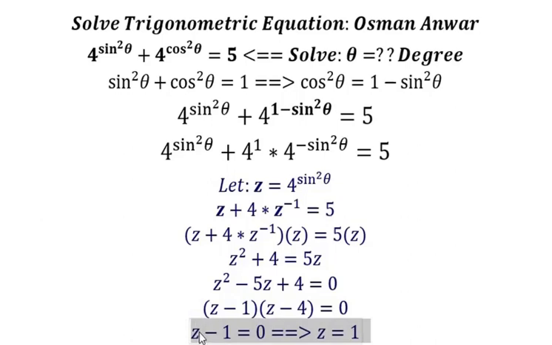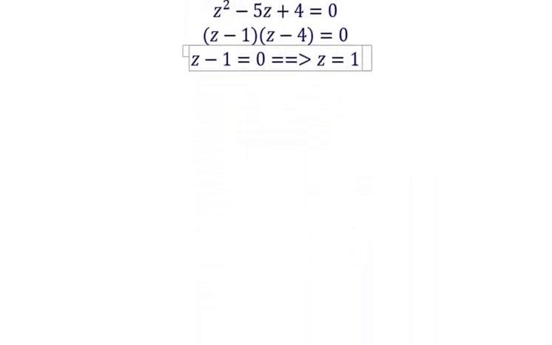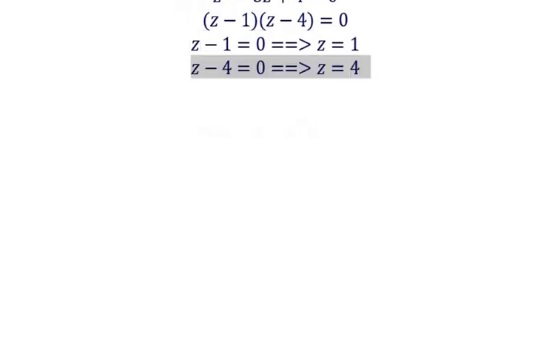That means z minus 1 equals 0. That gives z equals 1. And z minus 4 equals 0, so z equals 4.